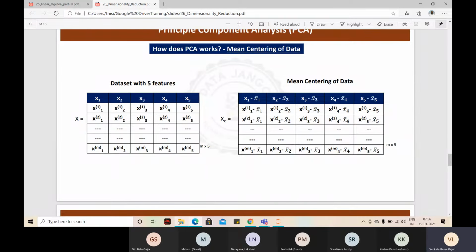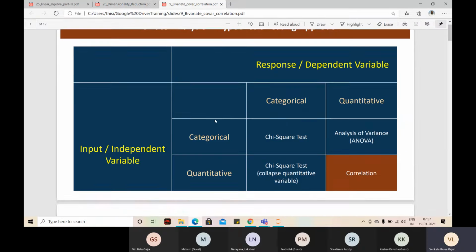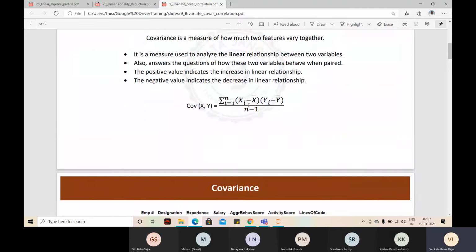What is the covariance formula? Do you remember? This is the covariance formula, right? Xi minus x bar, yi minus y bar, or x1i minus x1 bar, x2i minus x2 bar, divided by n minus 1. N is the number of records, right? So m minus 1 we should be saying. This is the formula for covariance.